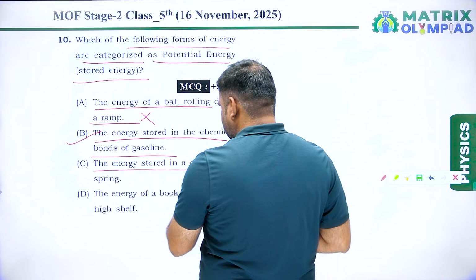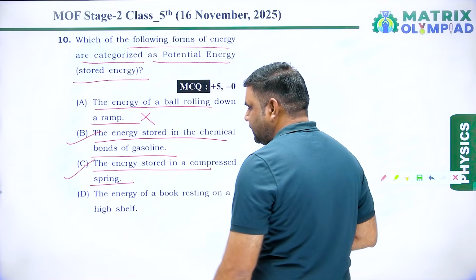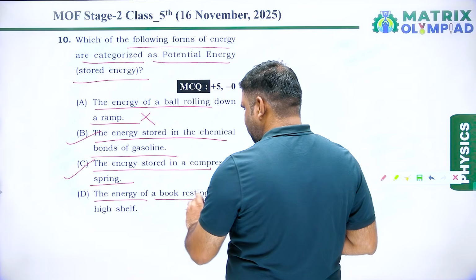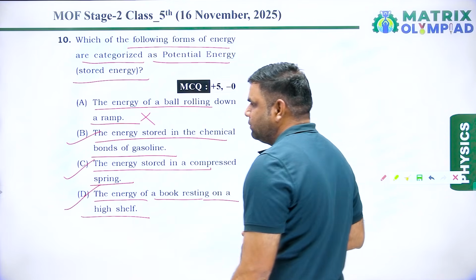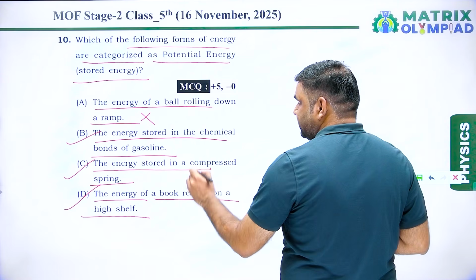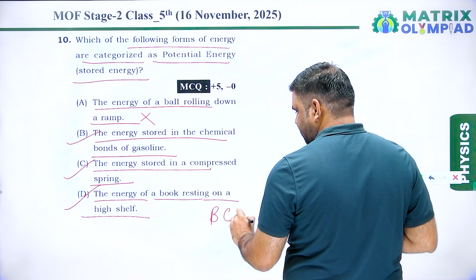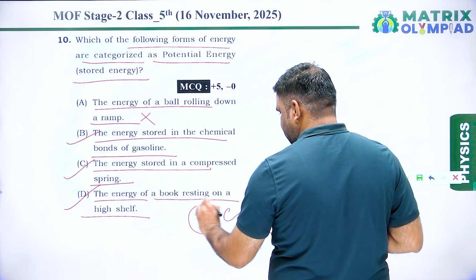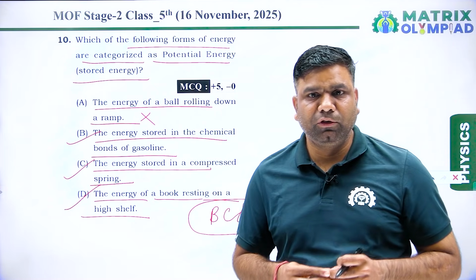Next is the energy stored in a compressed spring. Yes, this is also an example. The energy of a book resting on a high shelf. Yes, this is also an example of potential energy, which is stored energy. So for question number 10, the correct options are B, C and D. So these are the solutions of the physics part.